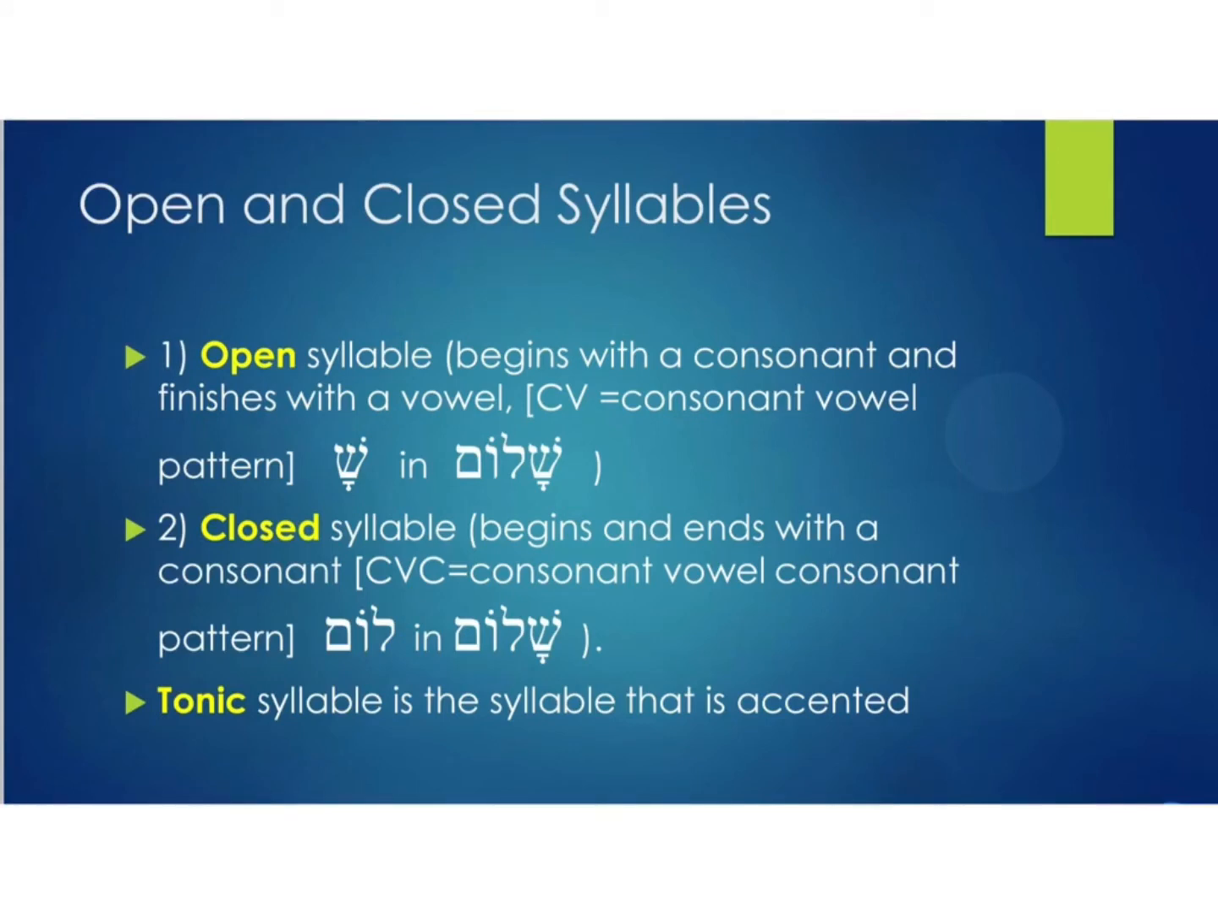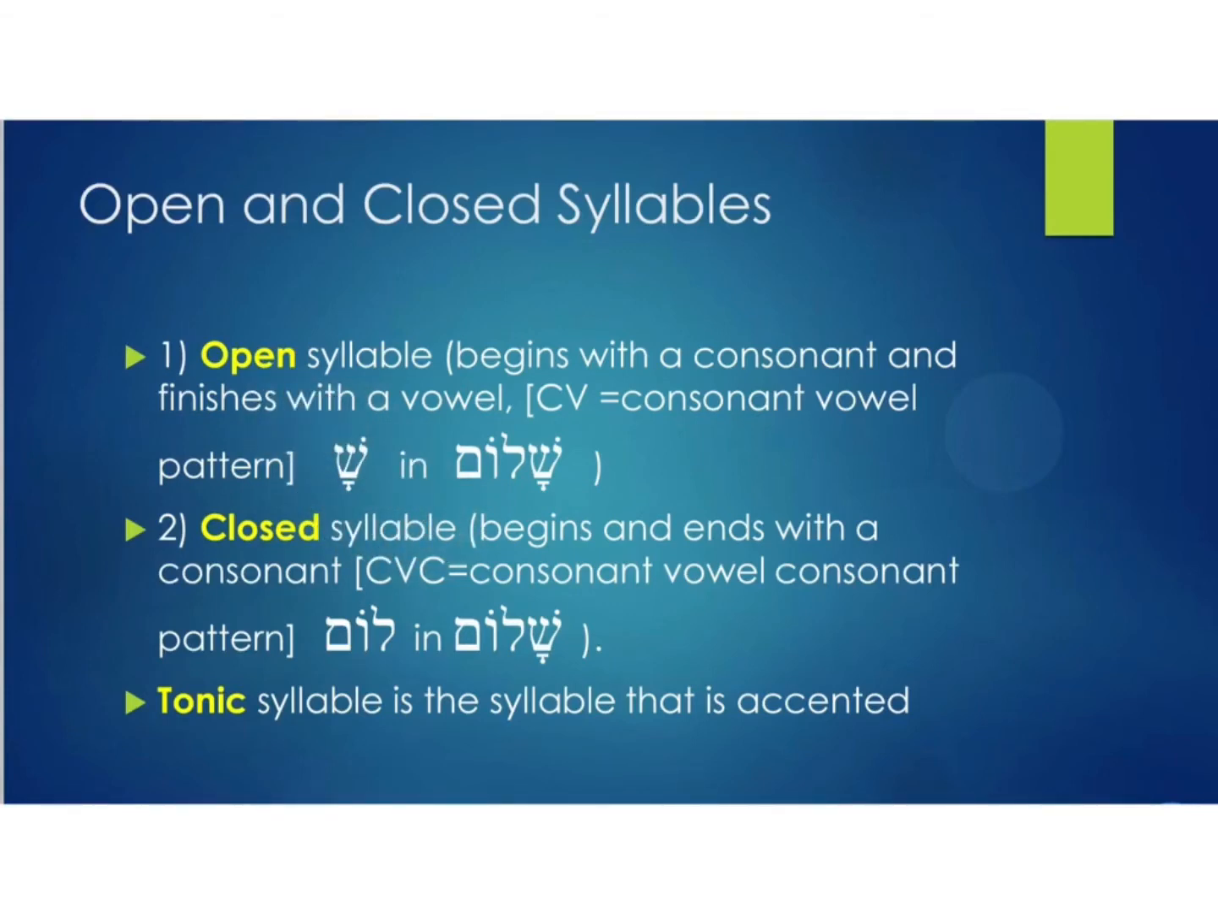So what is an open syllable? An open syllable begins with a consonant and ends with a vowel. That is a consonant-vowel combination. Right? Let's look at an example. Shalom. Here you have a consonant and a vowel. That is sha, consonant plus vowel. This pattern is said to be an open syllable.